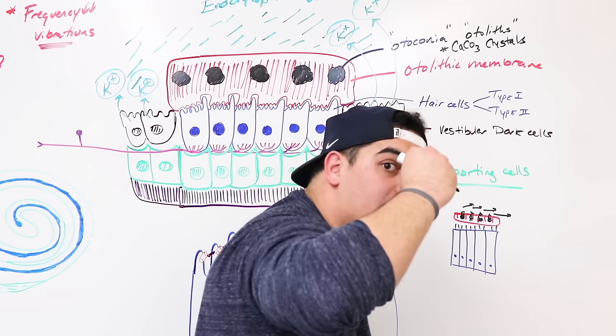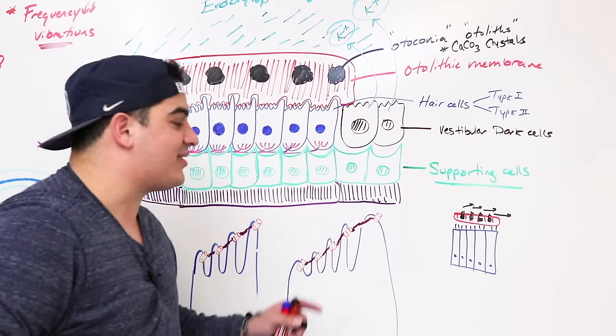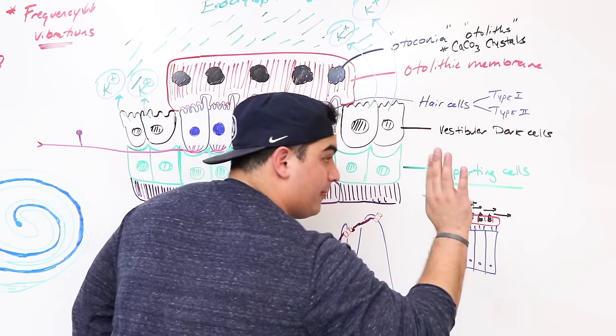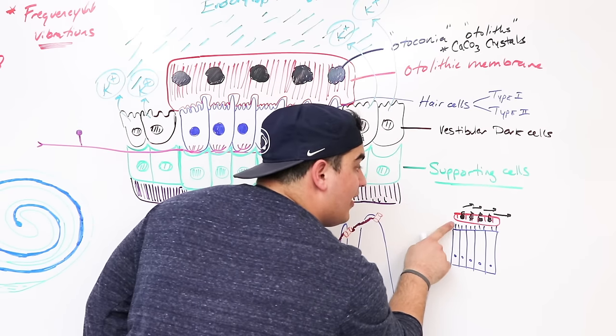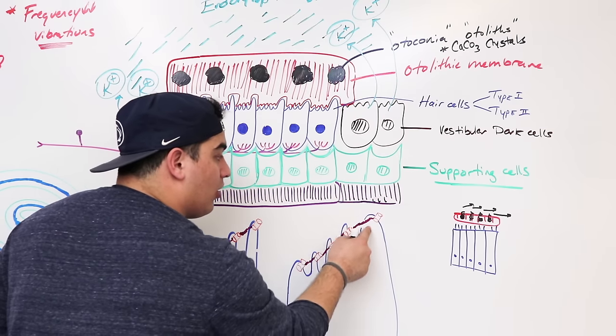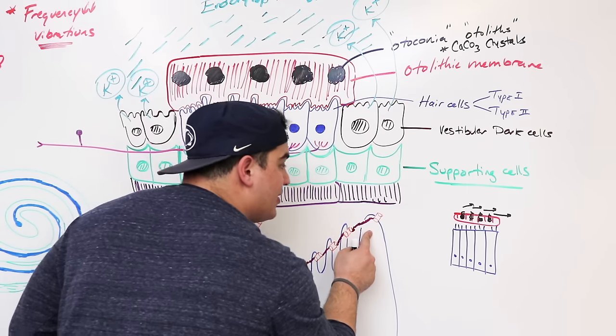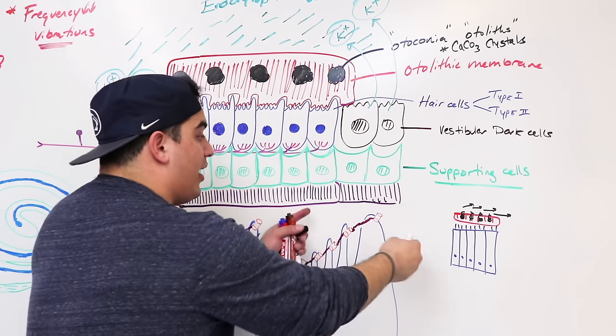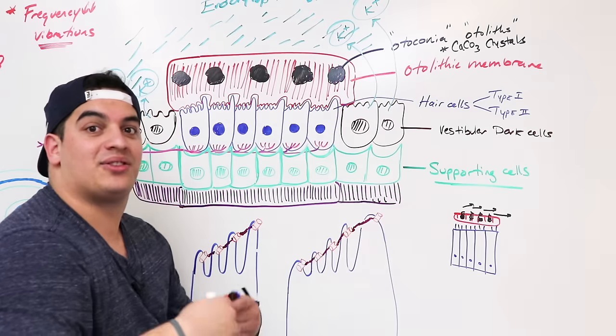As they're pulling that gelatinous membrane down, guess what it's doing to the hair cells? It's causing the hair cells to beat, to move. And if they move in the direction of, remember this, the large stereocilia is called the kinocilium. If they beat towards the kinocilium, what happens? The channels open, potassium and calcium go in, and they're stimulated.